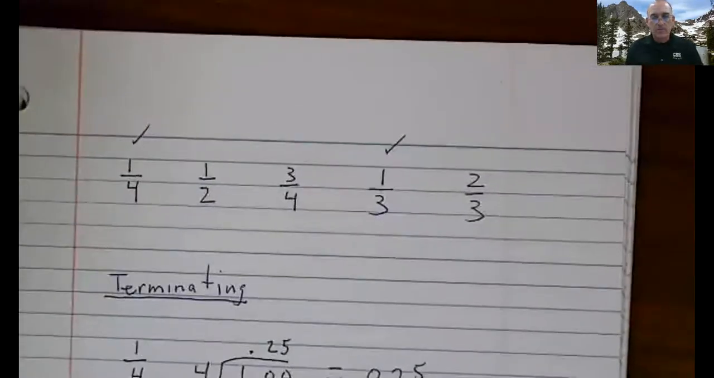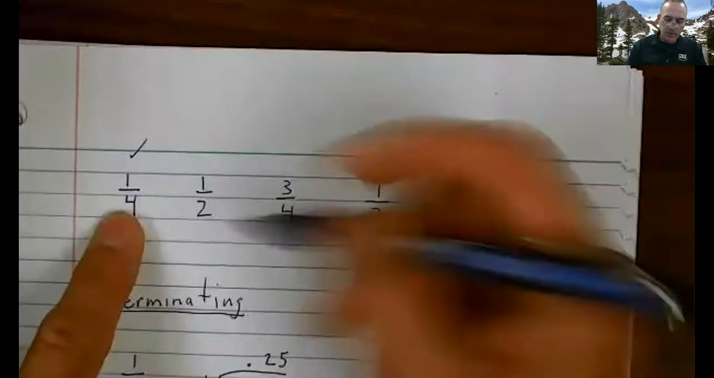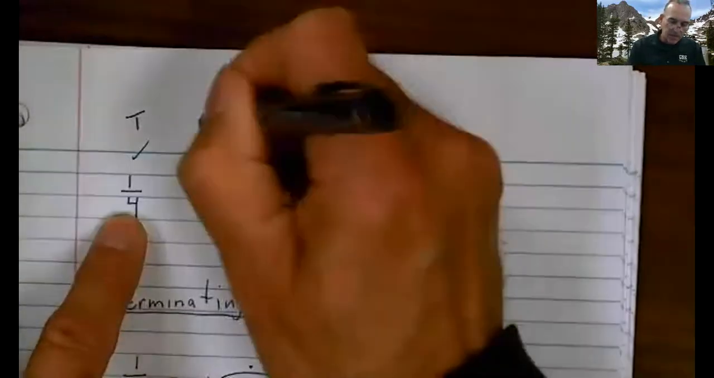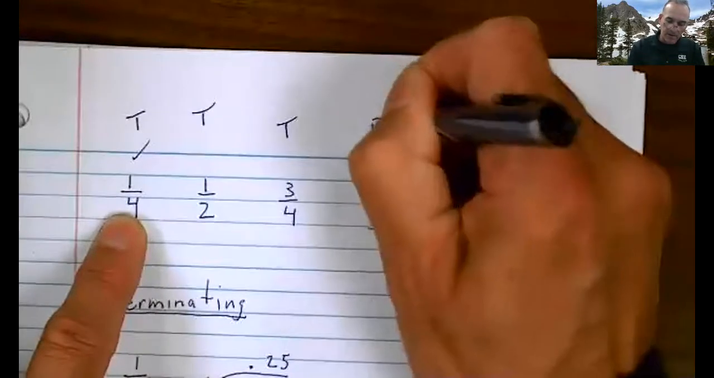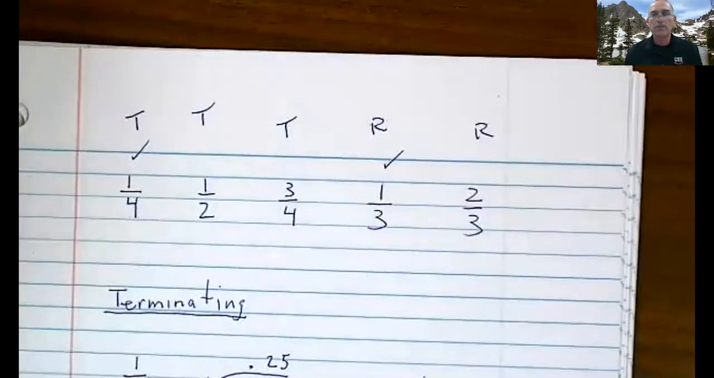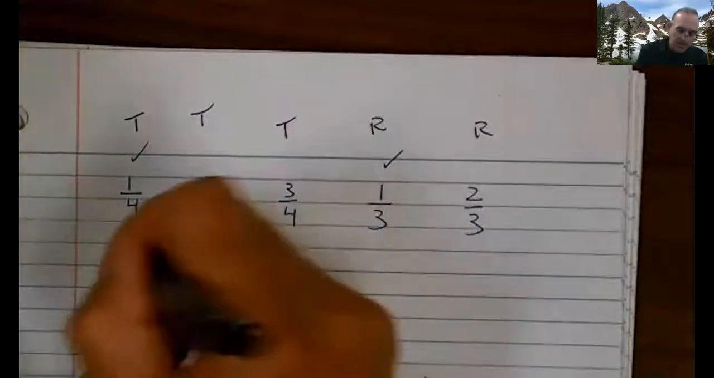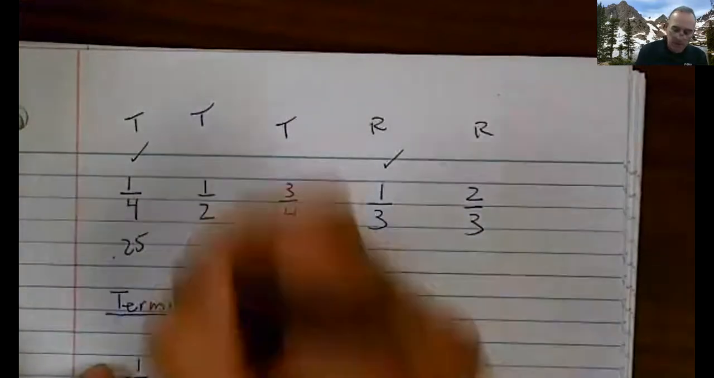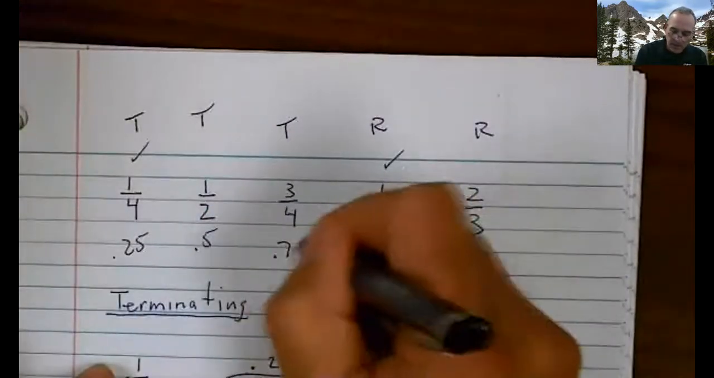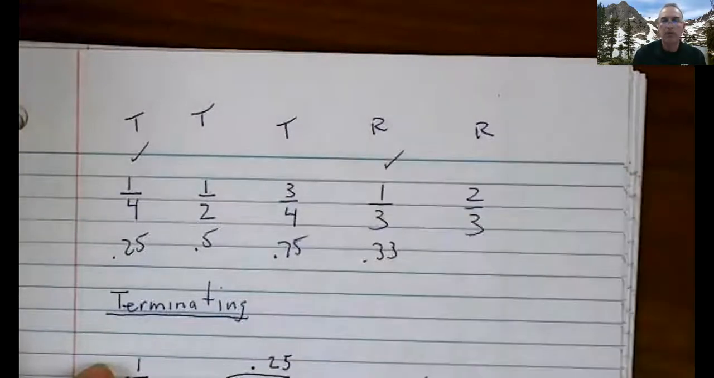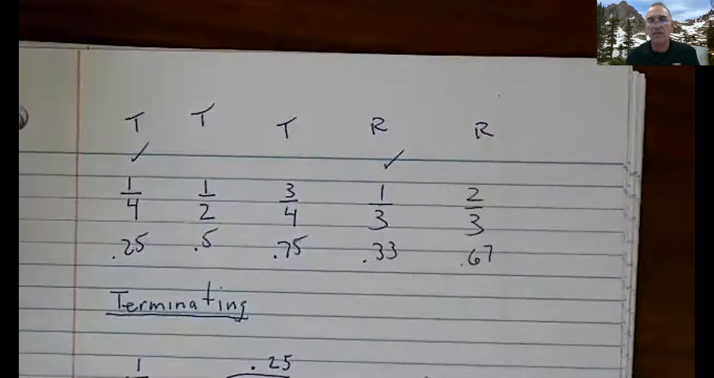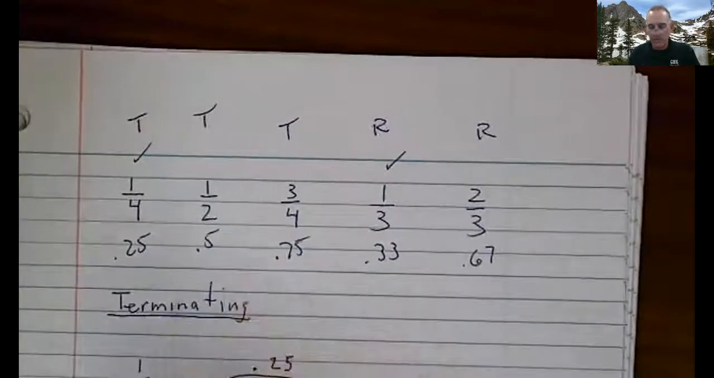So I want you to know these common fractions. I'll put a T, terminating, terminating, terminating, repeating, repeating. You just want to know what those are. You're going to save yourself so much time and headache knowing that that is 0.25. This is 0.5. This is 0.75. That is 0.33. That is 0.67. You've got to know them just like you know your math facts. Later we'll add the percents, but you already see those.